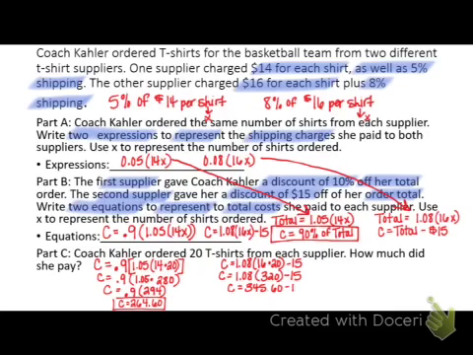And we get to take $15 off of that because that's the discount we're receiving. So that is $330.60.